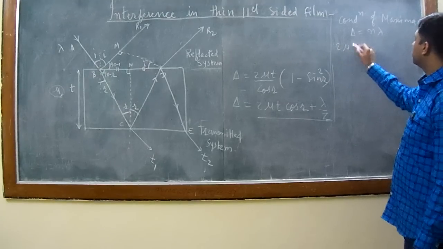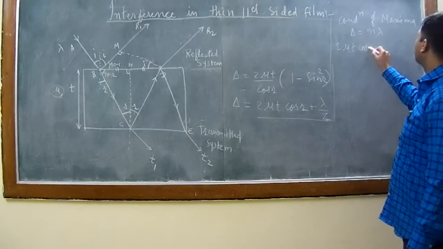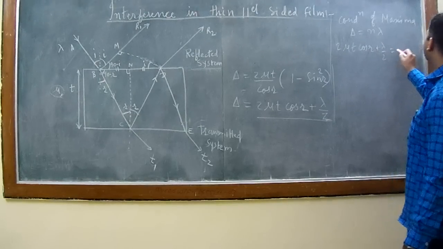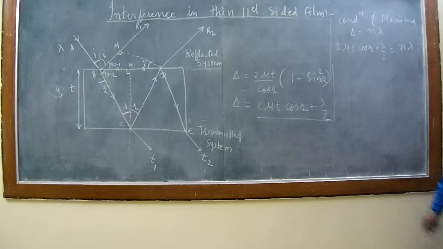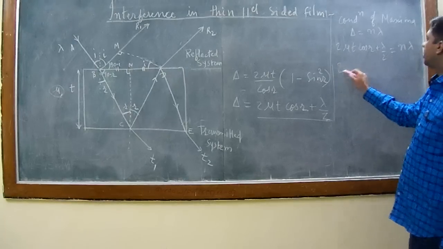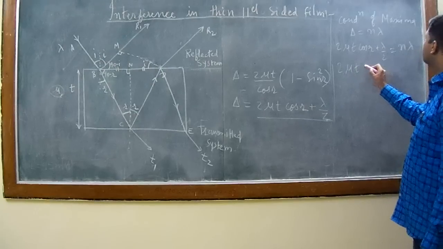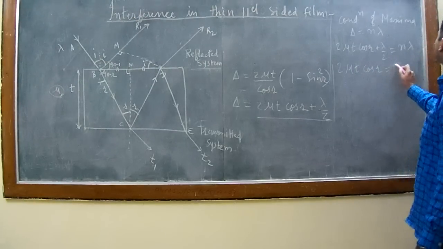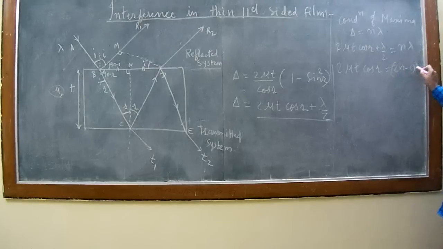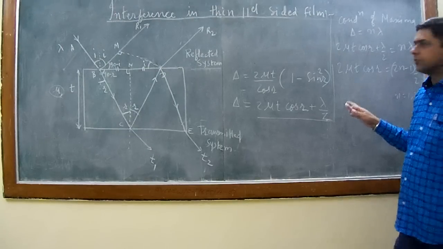So the path difference in this case is 2 mu t cos r plus lambda by 2, and if it is equal to n lambda, then transferring this lambda by 2 to the right hand side, we can write this condition as 2 mu t cos r is equal to (2n minus 1) lambda by 2, where this n can take values 1, 2, 3 and so on. It is nothing but the order of the interference band.